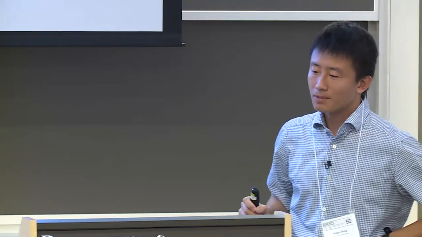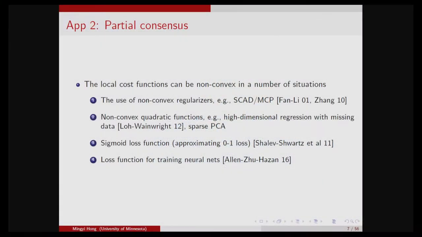So in both of these applications, the local cost function can be non-convex in a number of situations. First of all, in many applications, statistical applications in particular, you can use non-convex regularizers, SCAD and MCP. They are of DC type, difference of convex type, which are non-convex. Also, we can use non-convex quadratic functions. For example, in applications like high-dimensional regression problems with missing data, or sparse PCA problems, the objective functions are concave quadratic functions, which are non-convex. Also, in training neural networks or machine learning problems where you want to approximate 0-1 loss, there are lots of non-convex objectives as well that we can use.